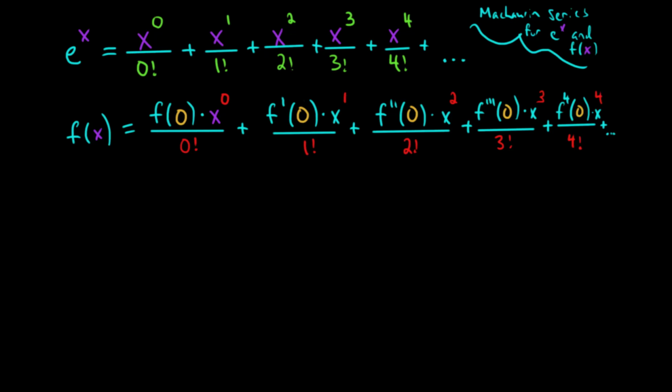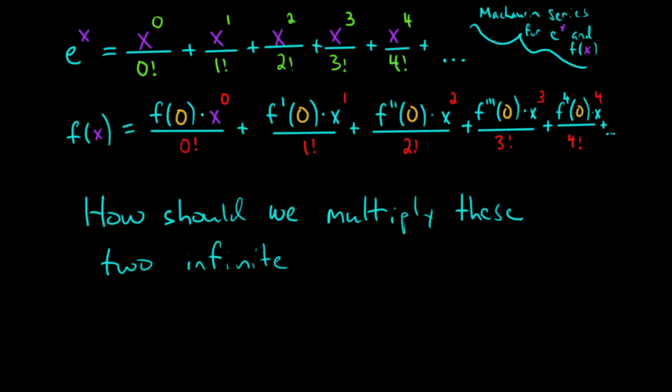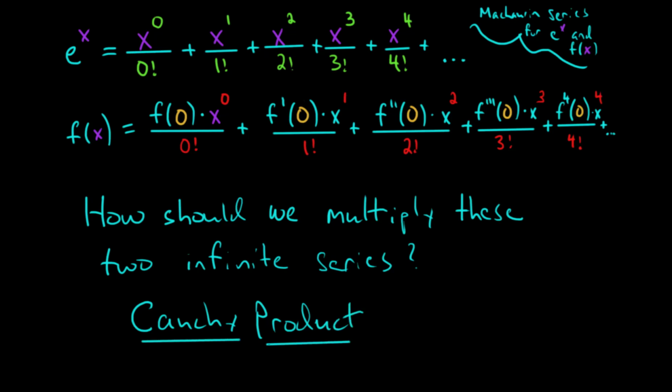And so the natural question emerges, since these are both infinite series, is how should we multiply these two series together? And the very great mathematician Cauchy showed us all how to do this. And so the method of multiplying these infinite series is named after him, and it's termed the Cauchy product.